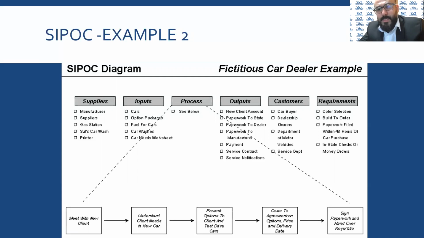Requirements. What are the requirements? This is something you probably want to add to the process just to include more details. Requirements: color selection, build to order, paperwork filled within 48 hours, in-state checks or money orders. So these are just the requirements. This is an example for a car dealer. You will see what the process would be. Again, what's the nice thing about the SIPOC diagram? It will tell you exactly the details. You will have a better understanding of the process.